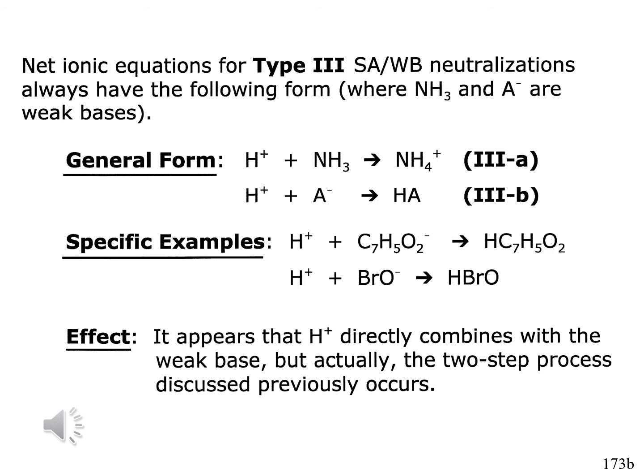If it's ammonia, I called it type 3A. If it's a negative ion, I called it 3B. The reason I split them is because the 3A produces an acidic salt. The 3B really doesn't make a salt because HA is neutral and you can't combine it with anything else.